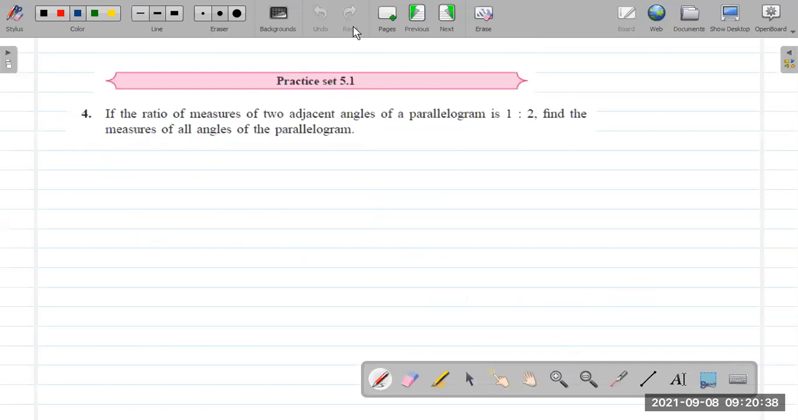Okay. Let's move on to the next question. Question number 4. If the ratio of the measures of two adjacent angles of a parallelogram is 1:2, find the measures of all angles. It's adjacent angles. Okay. And we are asked to find the measure of all angles of the parallelogram. So in the earlier question, we were given some relationship of the sides and we were asked to find all the sides. In this one, we are asked to find all the angles and we are given the relationship between angles.